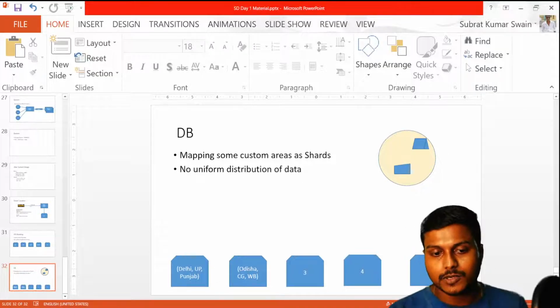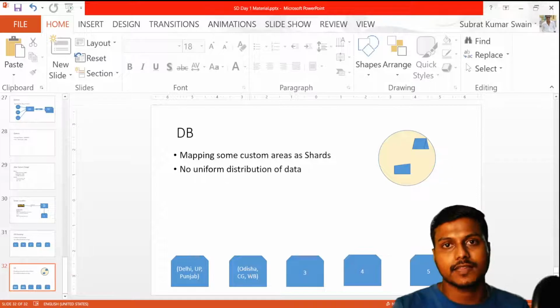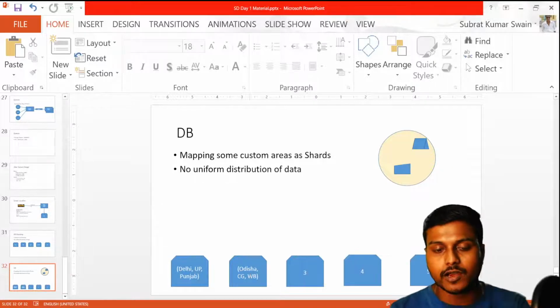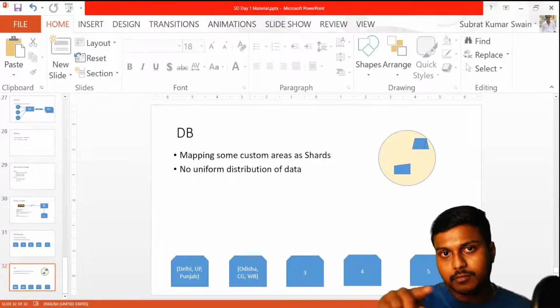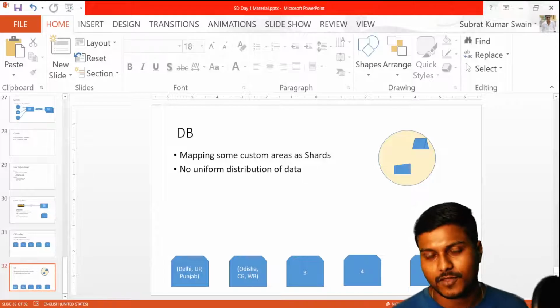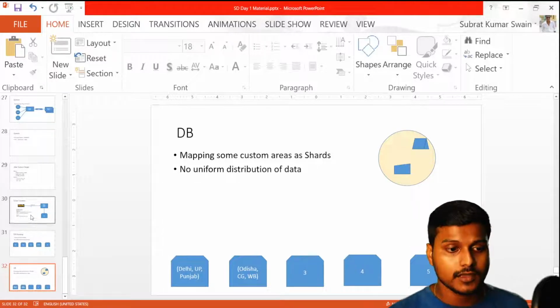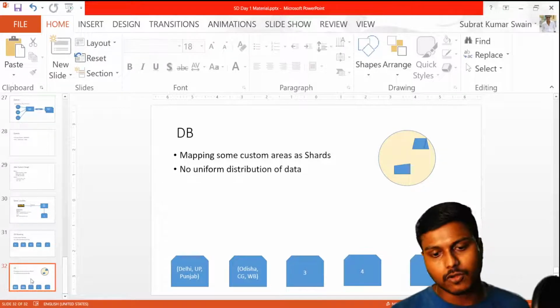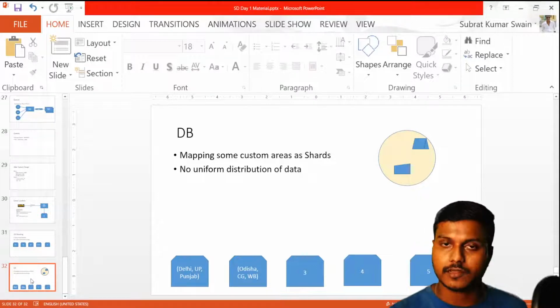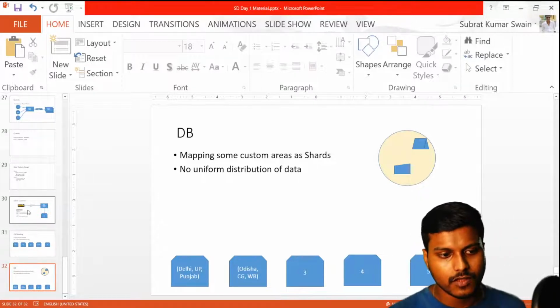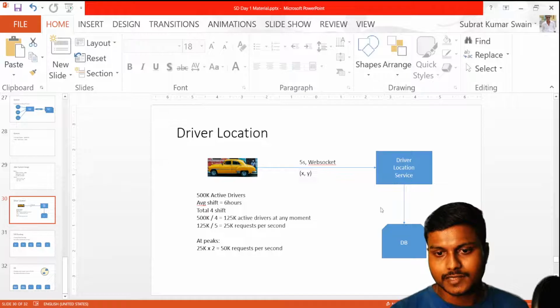That data will be stored in this shard, which is dedicated for that shape. So there should be someone who would map that custom area to this shard. Okay, there should be a mapping service. We can call it some locator service or something. Okay, locator service.